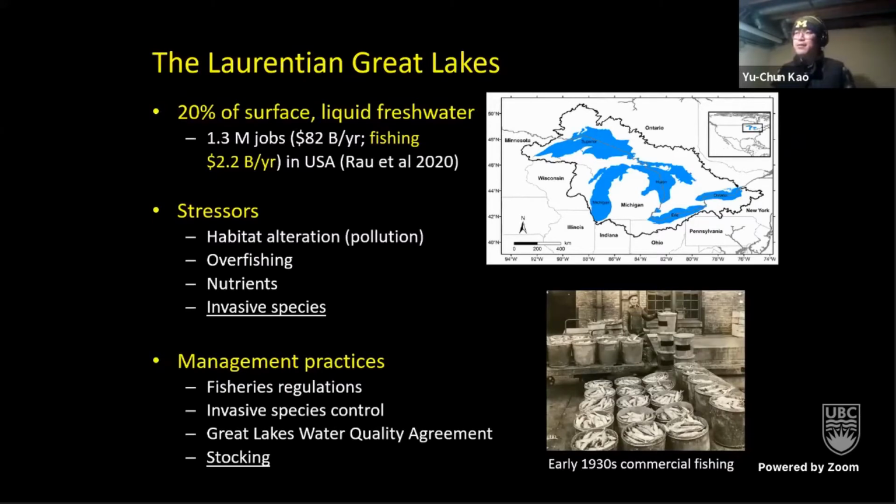About the Laurentian Great Lakes, which also means the North American Great Lakes, it is 5 large lakes between the United States and Canada. There are 8 United States Great Lakes states and the province of Ontario in Canada. It is very important in many ways. First of all, it contains a lot of liquid fresh water. The estimation is 20% of all surface liquid water on the Earth.